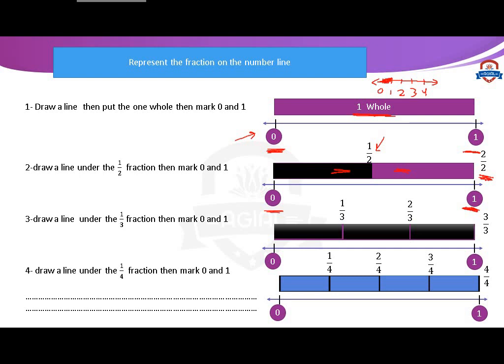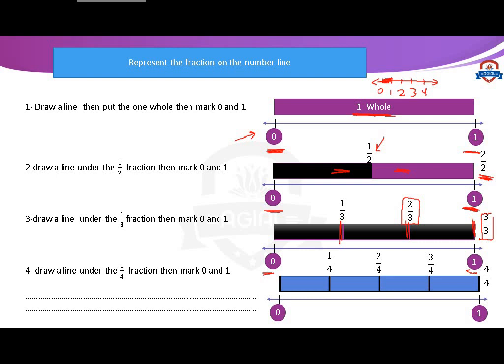Number 3. Draw a line under the third fraction, then mark 0 and 1. We mark here 0 and here 1, and we will divide one whole into 3 equal parts. This is the first one, this is the second, and this is the third. Number 1 is called a third, 2 thirds, and we write 2 over 3. A third and a third and a third equal 3 thirds, 3 over 3. So 1 equals 3 over 3.